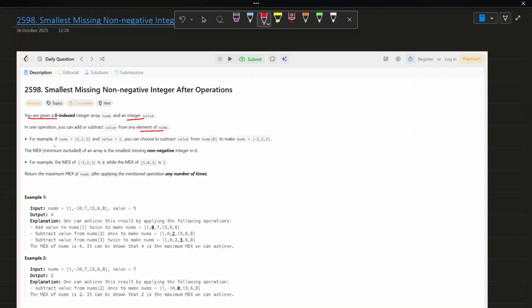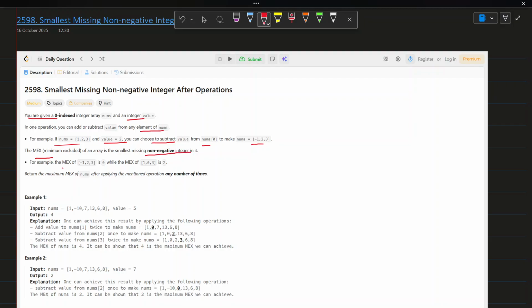For example, if nums equals 1, 2, 3 and value equals 2, you can choose to subtract value from nums of 0, meaning the zeroth index, to make it minus 1, 2 and 3. The MEX means minimum excluded. It is the minimum non-negative and absent element from that array. The minimum excluded value in an array is the smallest missing non-negative integer in it.